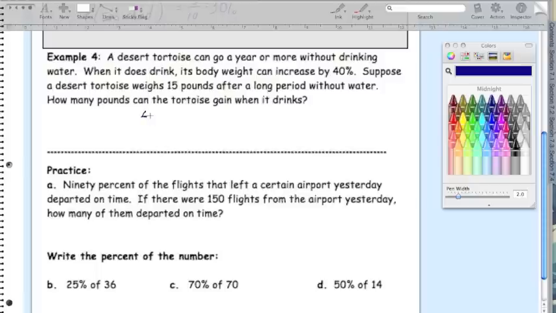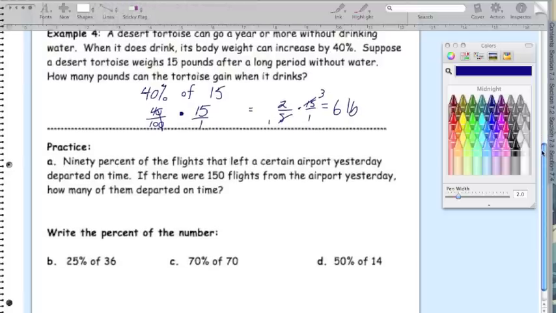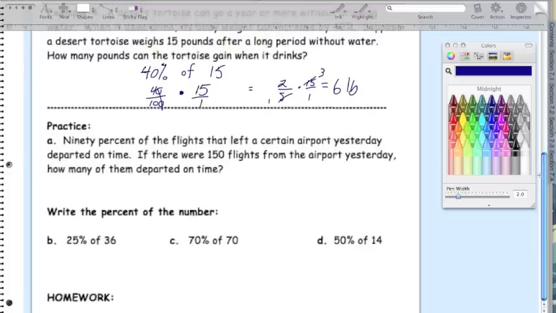Well, really, what we want to know here is what is 40% of 15. So 40% is 40 over 100. Of, if you remember back, is actually another way of saying multiplication, 15. So really here we can do 40 over 100 times 15 over 1. This can reduce. We know that it's 2/5. So 2/5 times 15 over 1, cancel out. We don't even need a calculator. We find that this tortoise can gain 6 pounds after it's drank water after a long period of time.